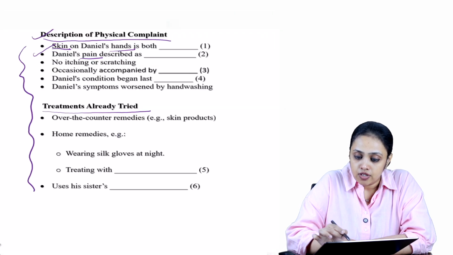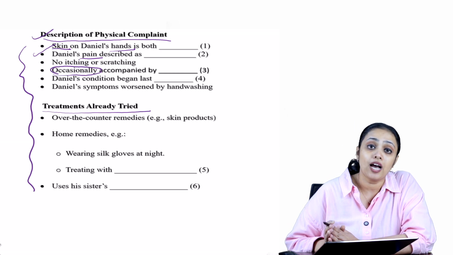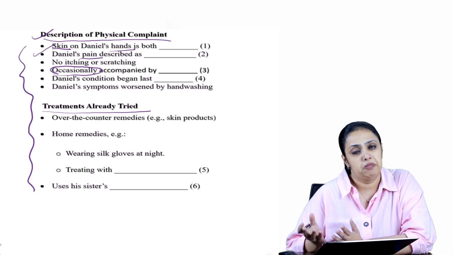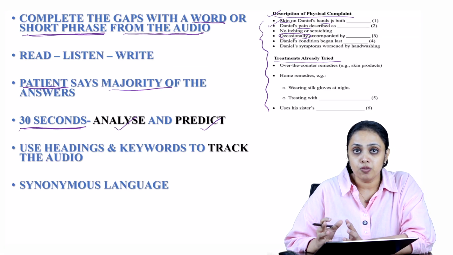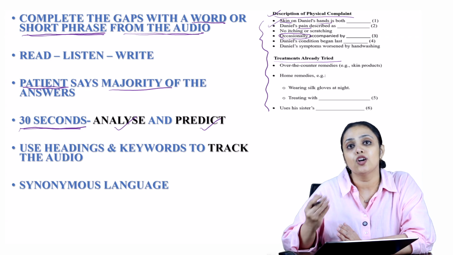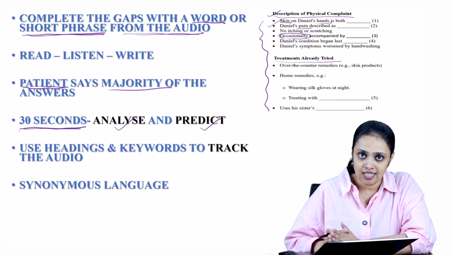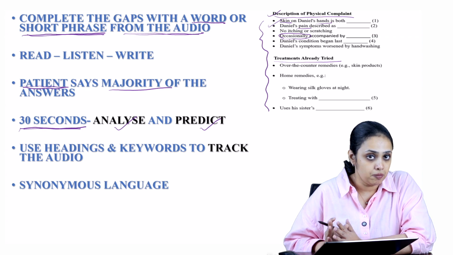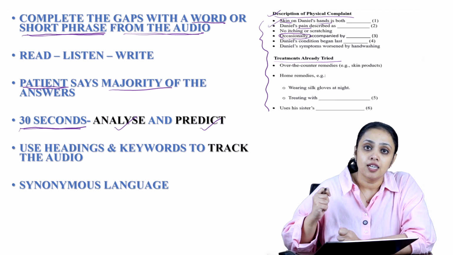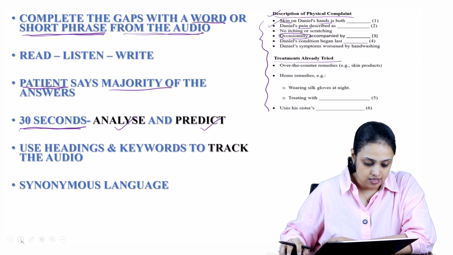For instance, you can see here, occasionally accompanied by. It's not necessary that you have to hear the word occasionally in the audio. It may be sometimes. So you should be prepared for that as well. So there are certain things that you should know before the listening audio starts. Preparing yourself to listen to the audio is the first thing. So during the 30 seconds which you get before the audio begins, you have to analyze and understand the question, wherever possible make predictions, understand the keywords, and also bear in mind that you will be hearing synonyms of these underlined words in the audio. Now let's analyze this.